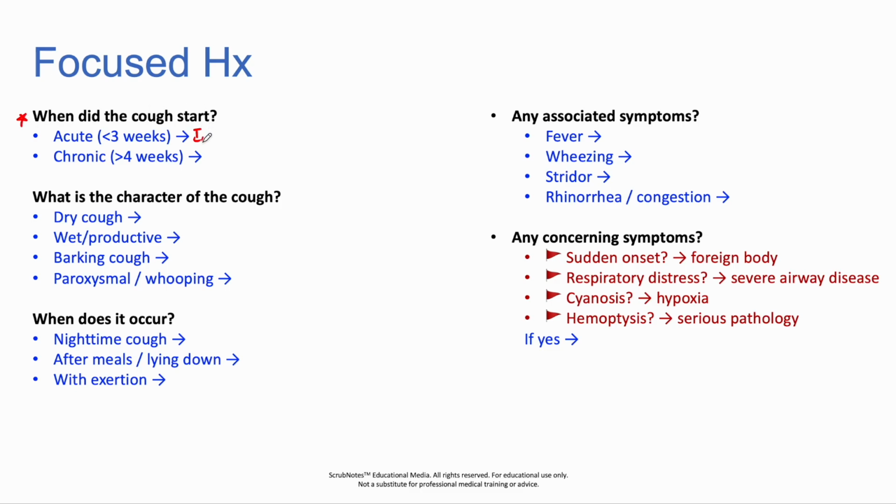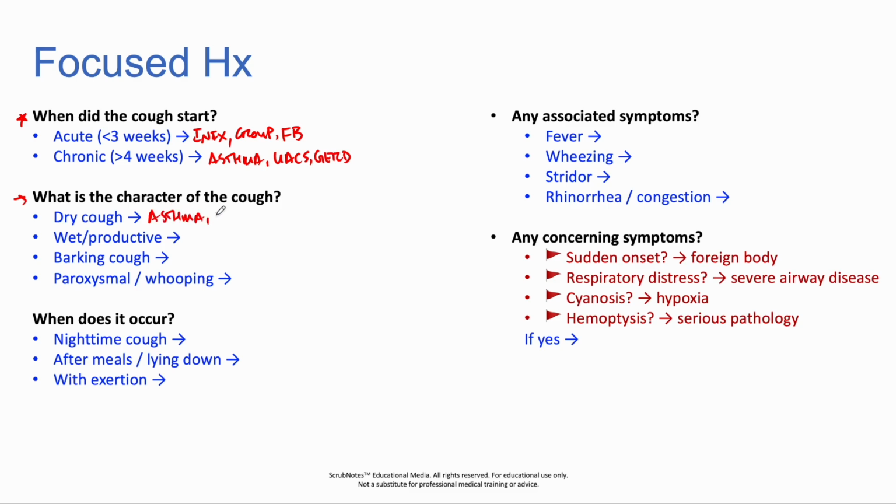We'd want to start with the timeline. So when did the cough start? Is it acute? So it's been going on for less than 3 weeks. You could have causes such as infection, croup, or a foreign body. Or if it's a more chronic cough lasting 4 weeks or more, you might want to consider asthma, upper respiratory issues, or GERD.